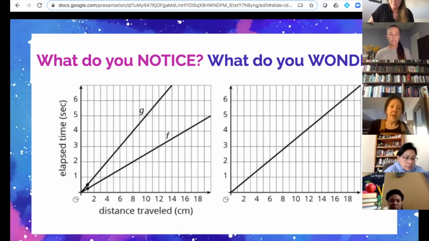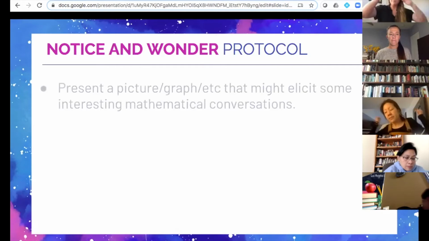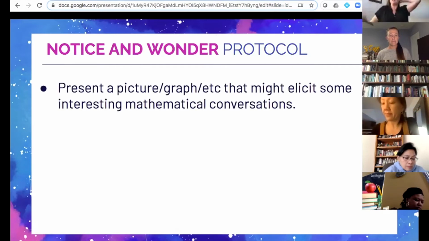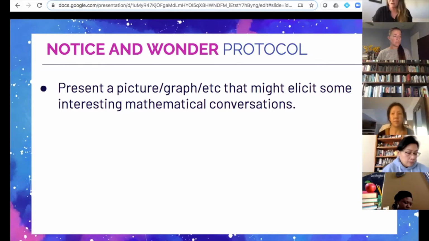Also, when you do this activity, it's a great access point because everyone can notice something, right? Every student can notice something, even if it's as simple as I see two lines and one line. So it's a real equitable and comfortable, safe place to start from because everyone can notice something about the graph.